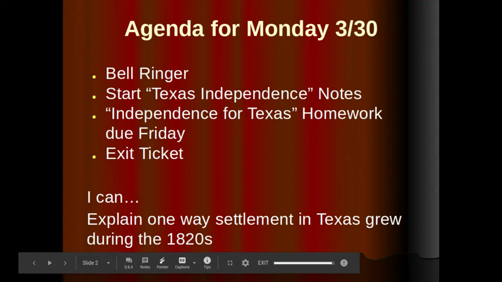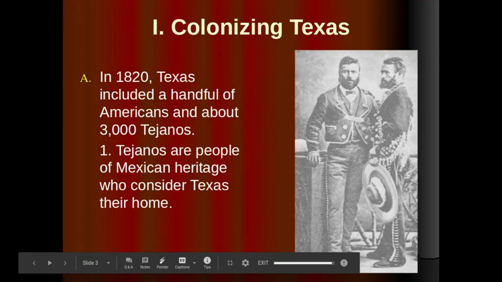So for today, the I can statement is explain one way settlement in Texas grew during the 1820s. So we'll go ahead and get started. Colonization in Texas. At this point, we are going to look at how Texas became a state and then how people were pushed or pulled into that manifest destiny of settling there.